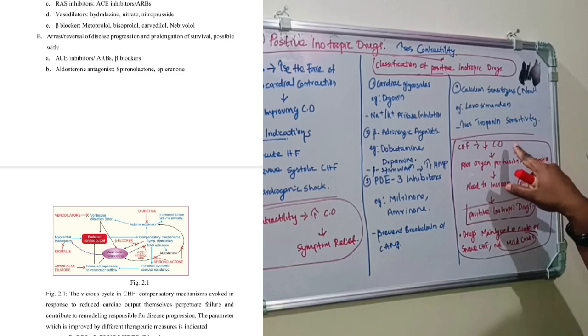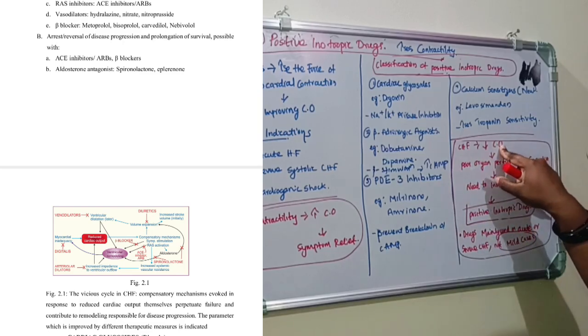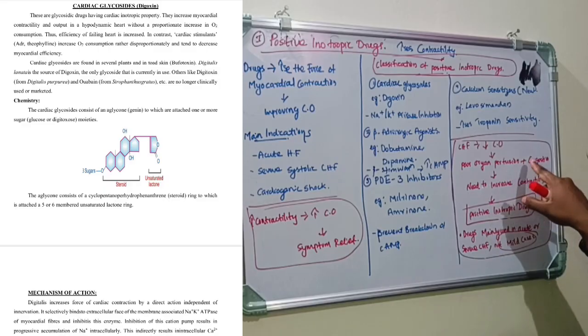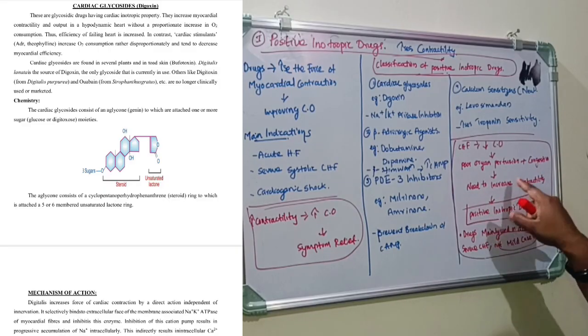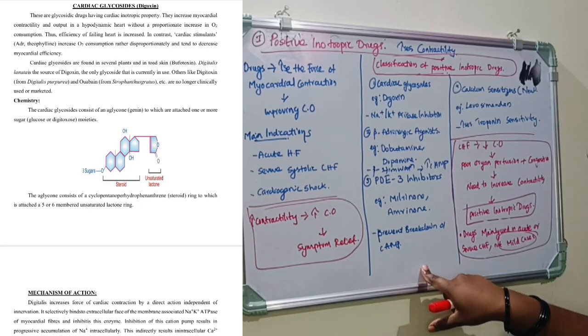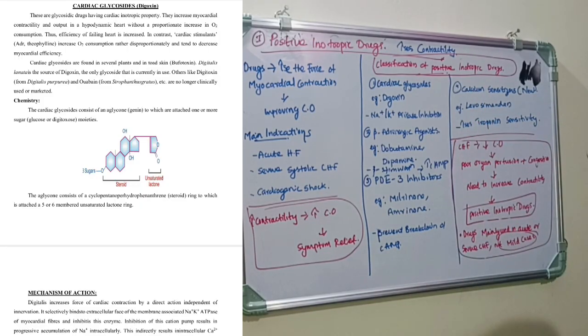So how will it work? CHF means decreased cardiac output. So it will lead to poor organ perfusion plus congestion. So we need to increase contractility, so we will use the positive inotropic drugs. Positive inotropic drugs are classified into 4 types.